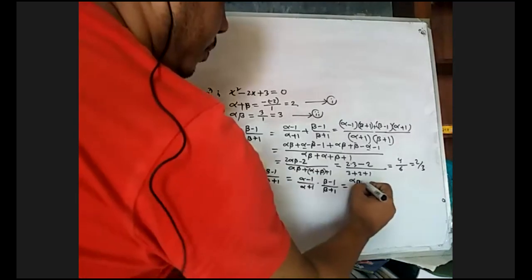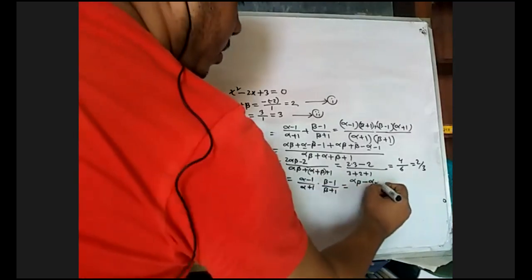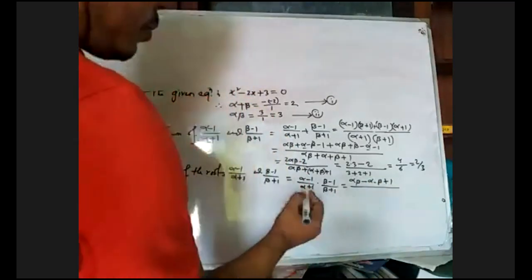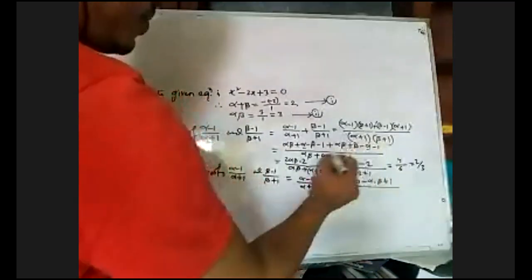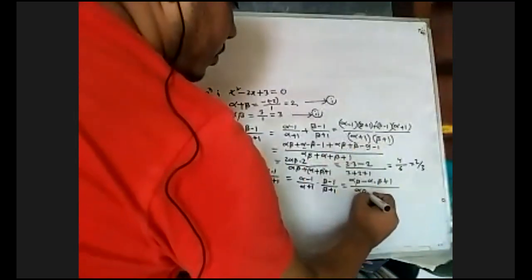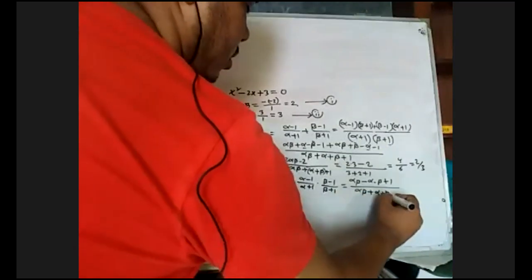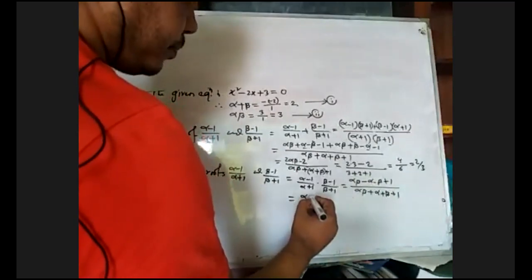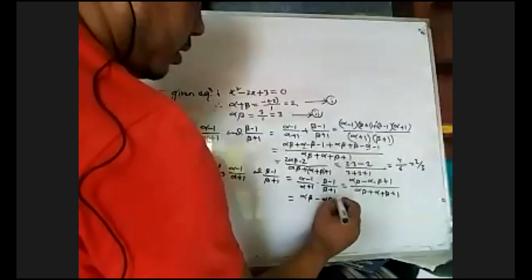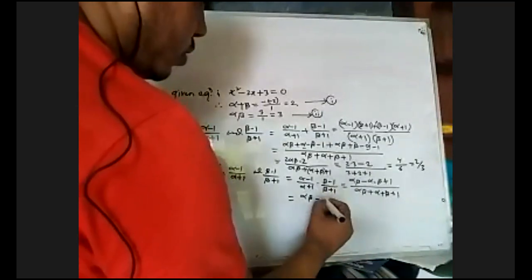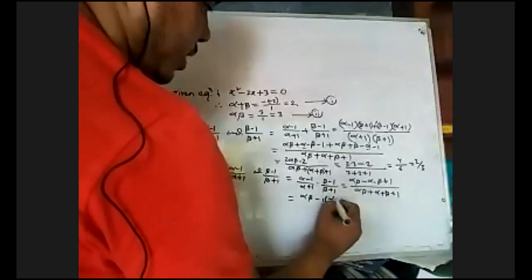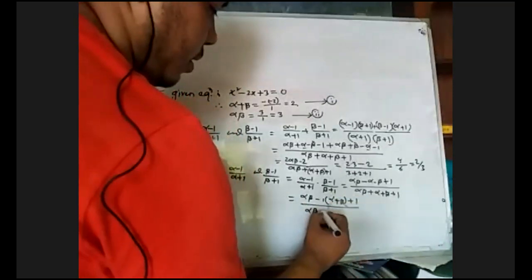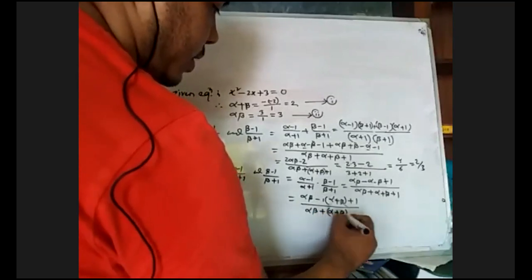Just multiplication: alpha into beta, minus alpha, minus beta, plus 1. And this product, alpha plus 1 and beta plus 1, is the same as this. So we get only this product. Just putting these values, alpha beta minus (alpha plus beta) plus 1, divided by alpha beta plus (alpha plus beta) plus 1.